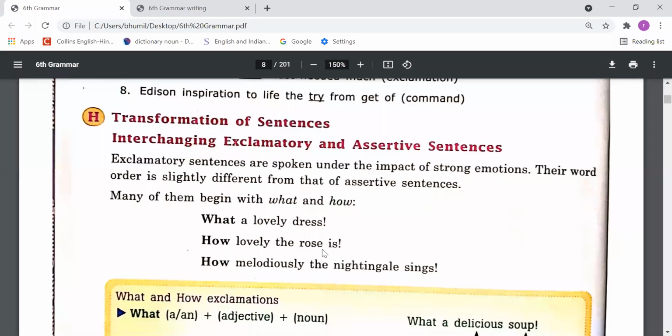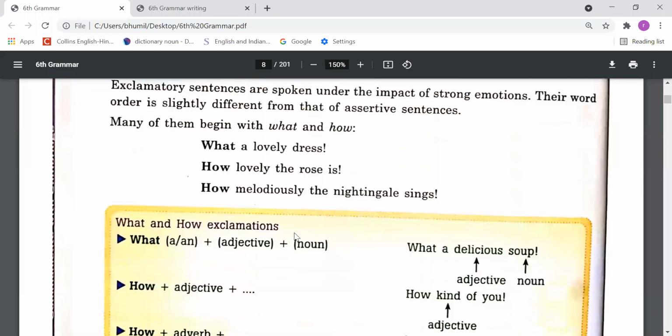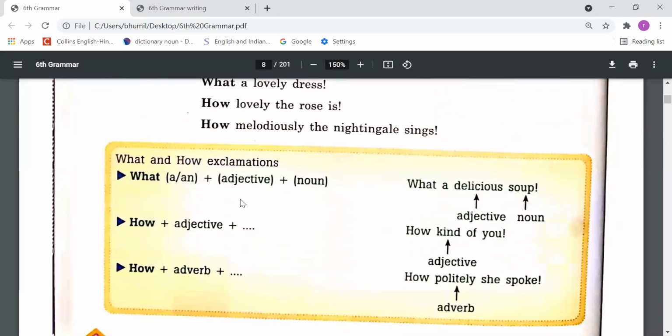The sentence will begin with either what or how. Like what a lovely dress. You have seen a dress and that is very lovely, and after seeing the dress, with emotion you say, what a lovely dress, how lovely the rose is, how melodiously the nightingale sings. Means with emotions you are saying all these sentences, right? What and how, exclamations. What, a or an, adjective, noun.